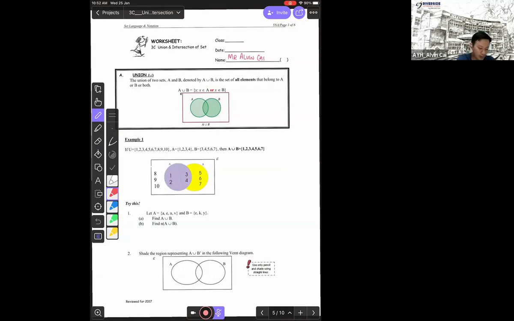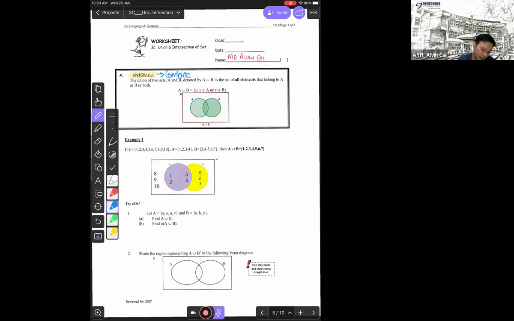We're going to learn a few symbols over here, which is very important because set language is usually tested quite a fair bit. So please highlight this part, union. What does this union stand for? If I were to use a word to explain this, basically it is combine. They are trying to combine the sets. So you can use this word, combine.